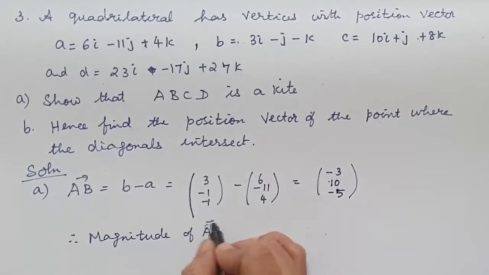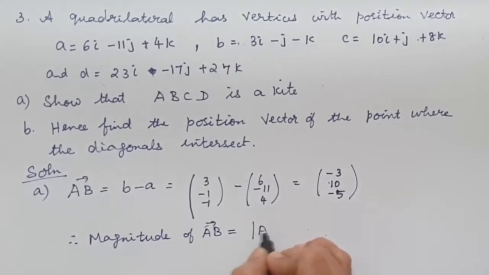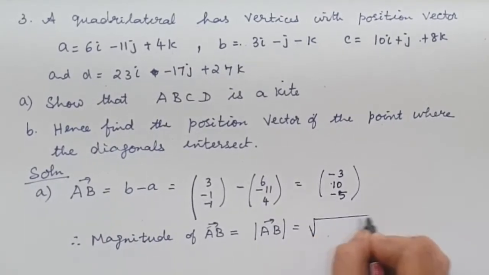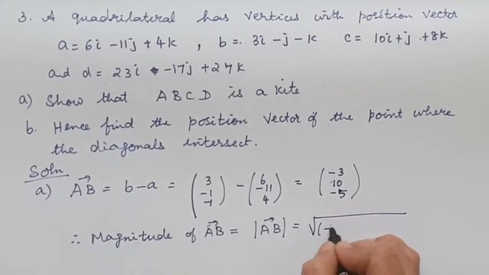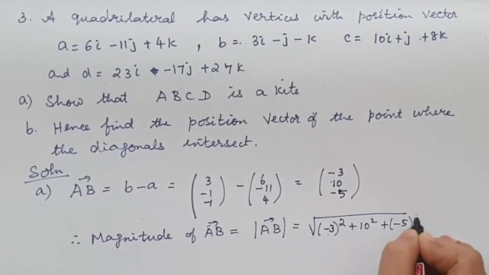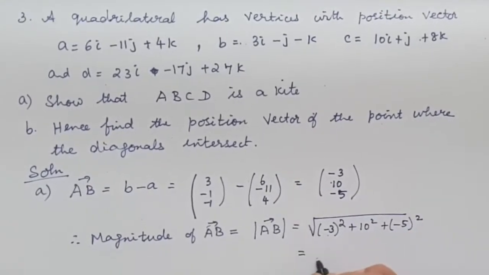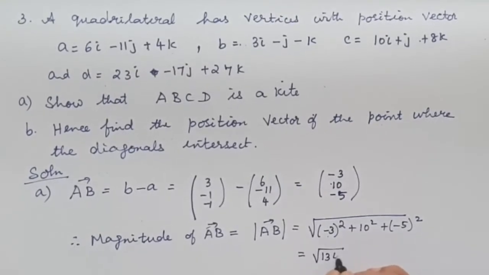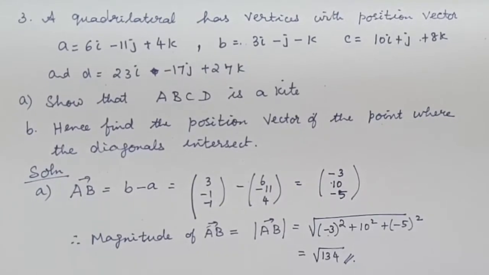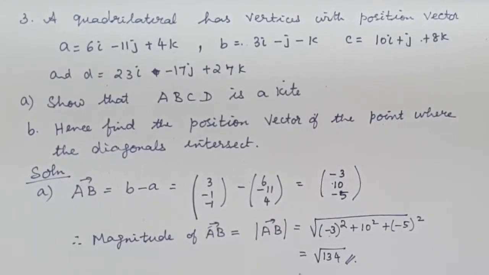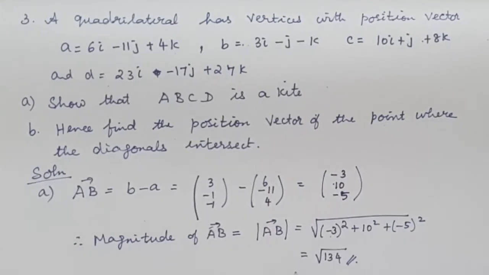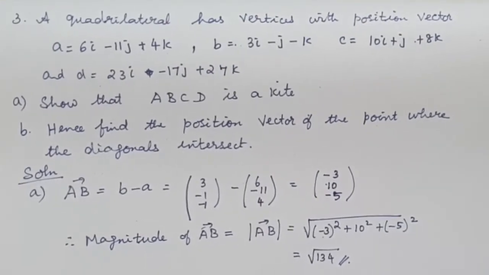Therefore, the magnitude of the vector AB, we can write the symbol for the magnitude, will be equal to the square root of minus 3 squared plus 10 squared plus minus 5 squared. When we simplify this, we get our answer as square root of 134. That is, the length of vector AB is square root of 134. Like this, we'll find out all the sides' magnitudes. Then if the adjacent sides are equal, we say that it is a kite.